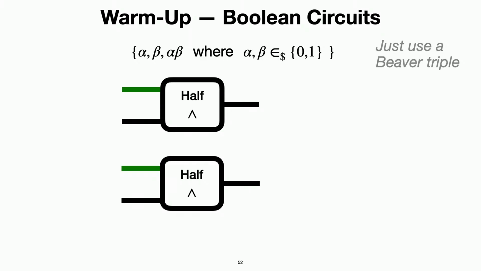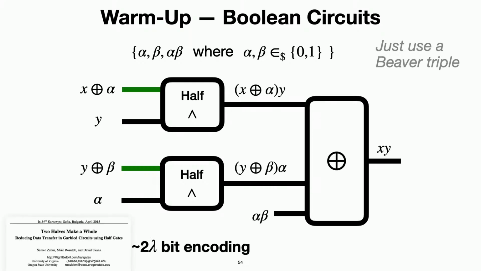In particular, I'll take two of these half AND gates, and I'll compute x plus alpha, where alpha is some random bit, times y, and y plus beta times alpha, where beta is some random bit. Now this leakage I can simulate because alpha and beta act as one-time pads. And now I just add things together and I get x times y, but this time I can simulate. I claim this is pretty much exactly what happens in the paper "Two Halves Make a Whole," which for AND gates gets 2 lambda bits size encodings.